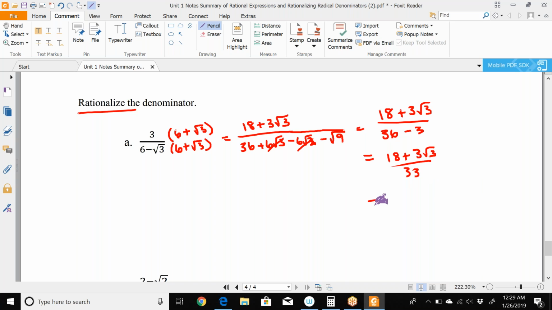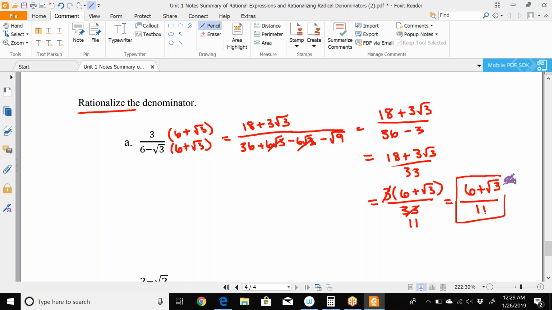And then here's where you have to check yourself. If there is a common factor in all of the outside numbers, we should reduce. So for example, we can pull a 3 out of the top and get 6 plus square root of 3 over 33. And the 3, since it's a monomial, can reduce with the 33 and leave 11. So my final answer is 6 plus the square root of 3 over 11. And now the goal was met. We got the radicals out of the denominator.